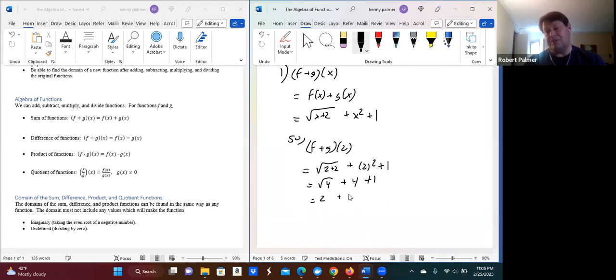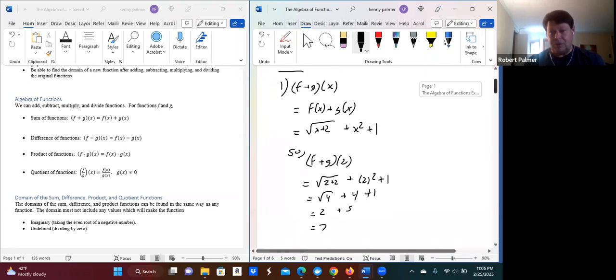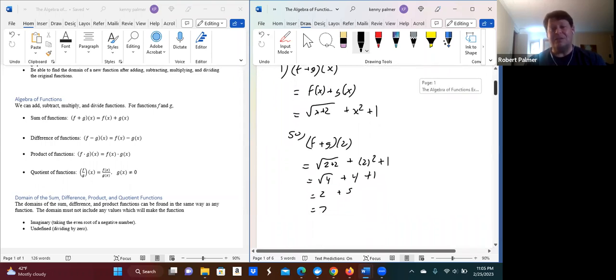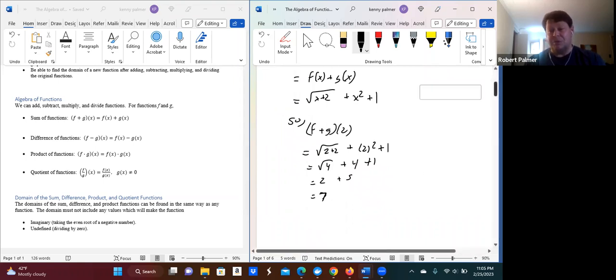So I have 2 plus, I'm going to combine those, plus 5. This is going to be 7. So this value plugged in. Now that I have my function, I plug in that value, and that is 7. Okay. This input of 2, my output is 7. Now, there's another way I can also do this.